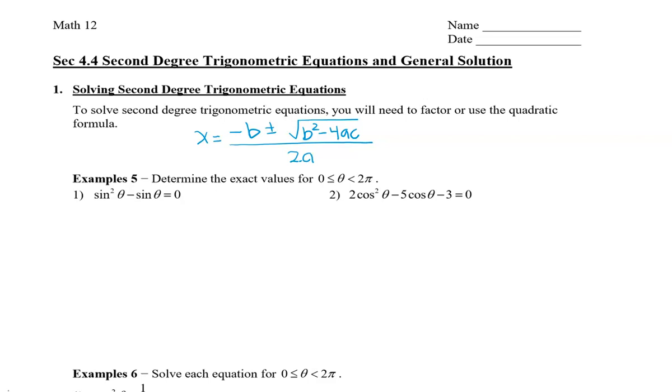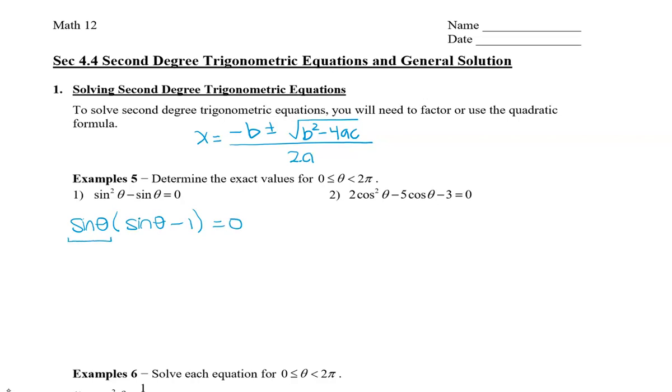For these questions here, we're all going to be solving them for the domain where theta is between 0 and 2 pi, but not including 2 pi. So for this first question, we can see that we have sine squared theta minus sine theta. So it is a quadratic. We don't need to use the quadratic formula because there's only 2 terms here, and we can actually factor out a sine theta. So when I do that, I'm going to write sine theta, open up a bracket, and then I have sine theta minus 1 inside the brackets equal to 0.